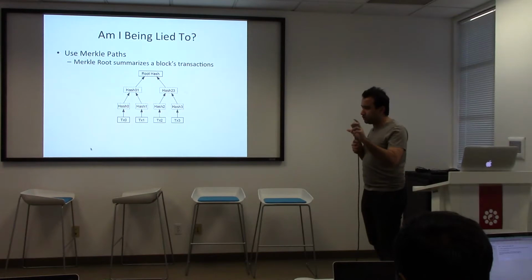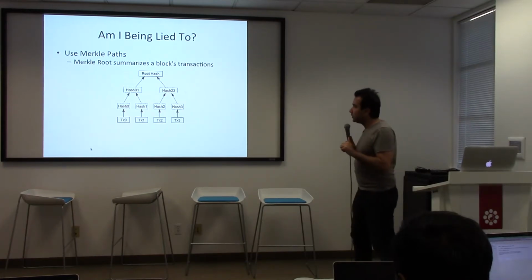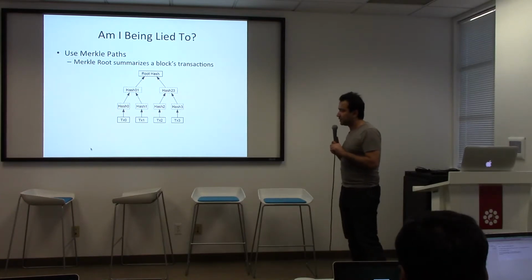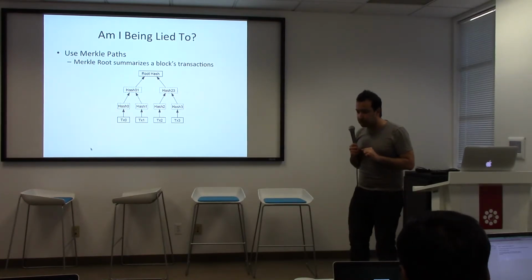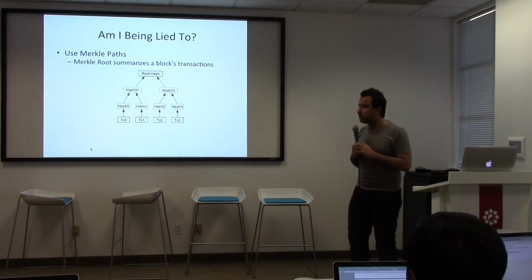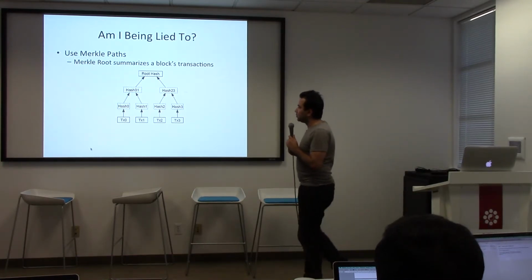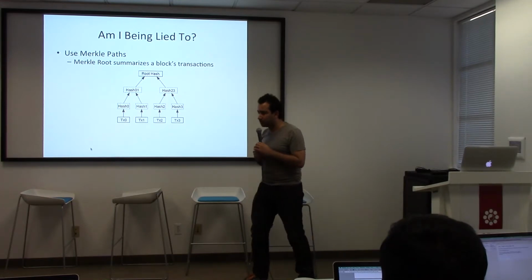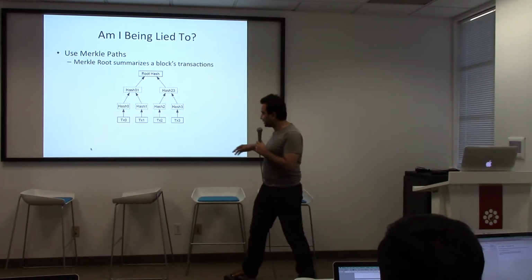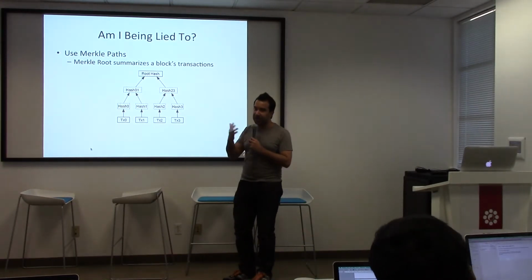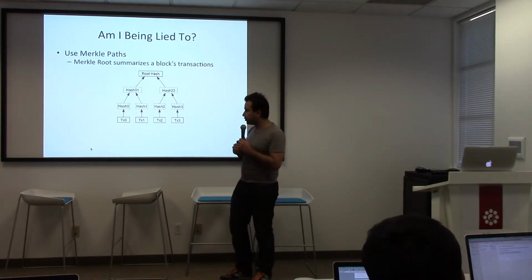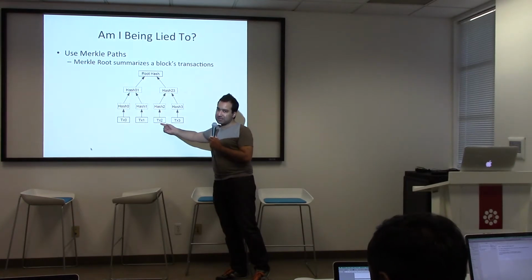You can use this to verify if a transaction is actually a part of this block. The way you do that is you need to be specified a path to this verification, and that is called a Merkle path. What is a Merkle path? So for example, imagine I have an address A, and it received some coins in transaction 2. So this is the transaction I'm interested in.